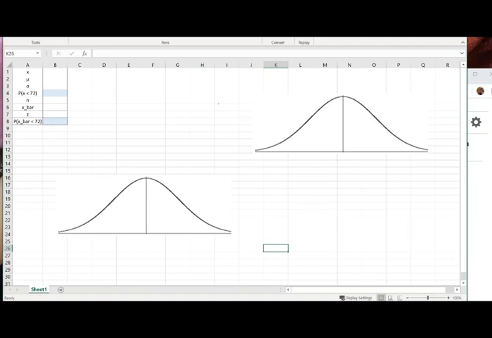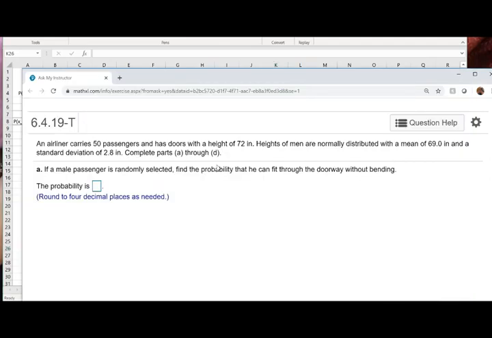Okay, so we have the fact that the population of male heights are normally distributed with a mean of 69 inches and a standard deviation of 2.8 inches. And we want to know what is the probability that one randomly selected male will be less than 72 inches. So we're looking for the probability x is less than 72, or the area to the left of 72 on the normal distribution.